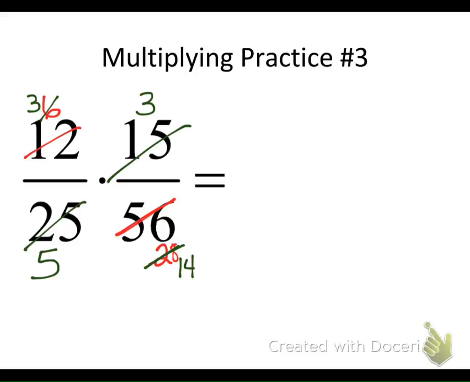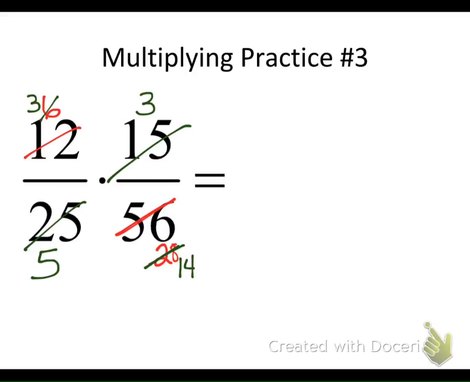All right, I'm going to check one more time. Can I reduce 3 with 5? No. Can I reduce 3 with 14? No. So now I know I cannot reduce any of the other numbers. So now I move to step 2.